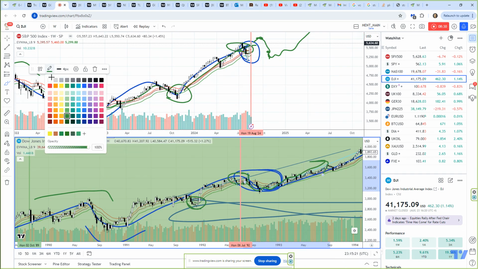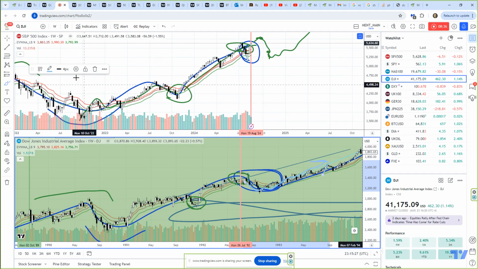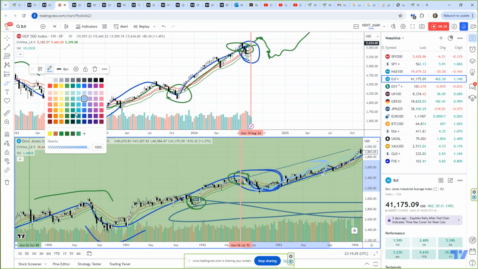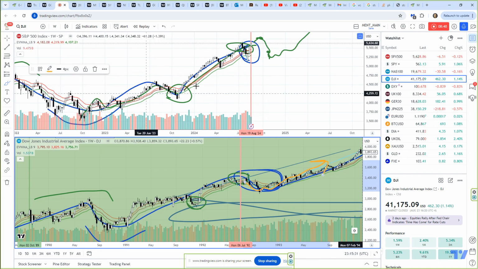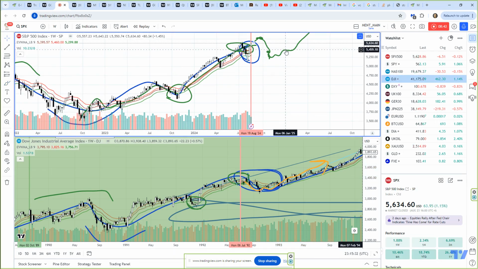I'll make this bright, I don't know, a bright blue. That. Let's just make it a bright orange. And I'll make this a bright orange.